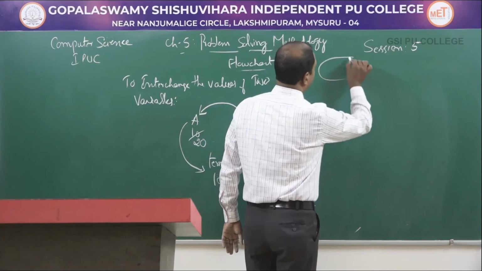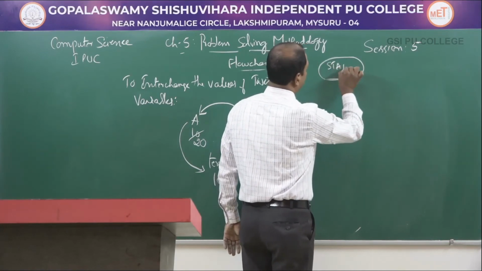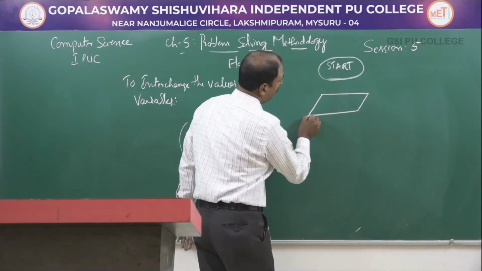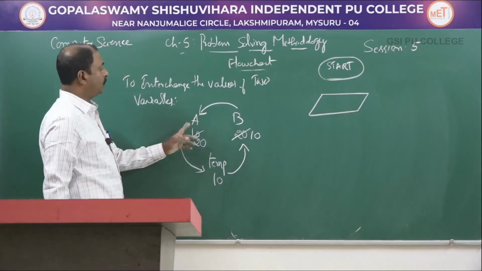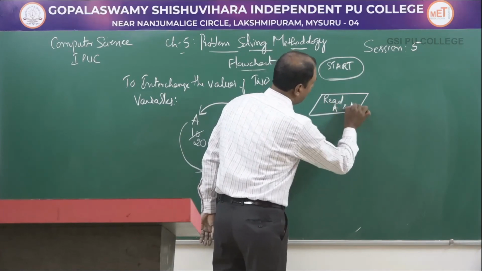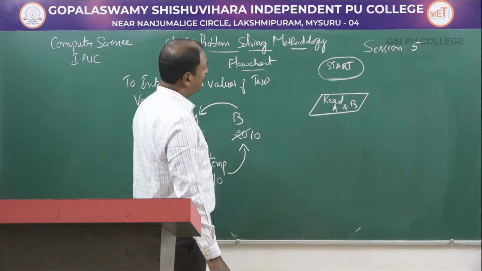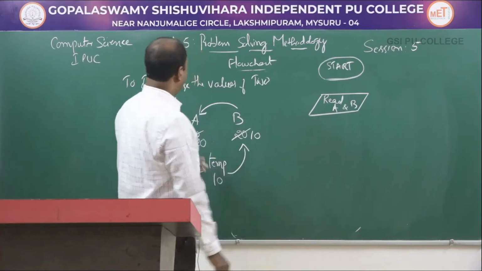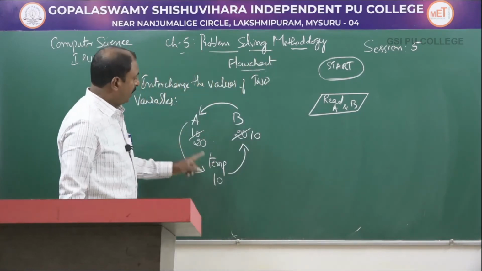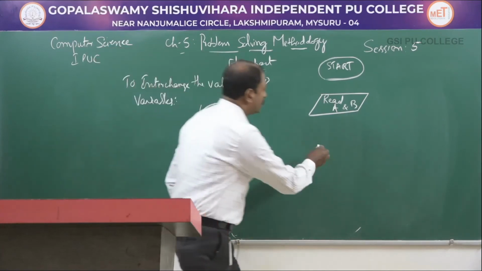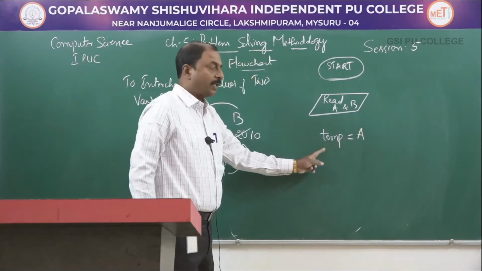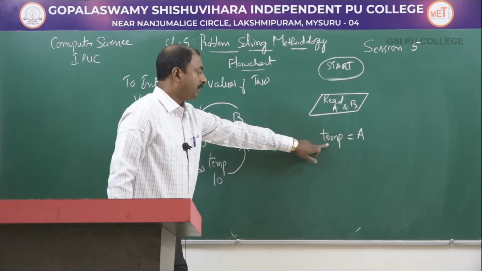First step is start. Second step is we have to accept two values, or we have to read two values A and B. So I can write read A and B. After this, next step is only processing. So we have to write the steps. Here, as I told you, first step is to bring value of A into temp. So I write here temp equals A. The meaning of the statement is value of A becomes temp.